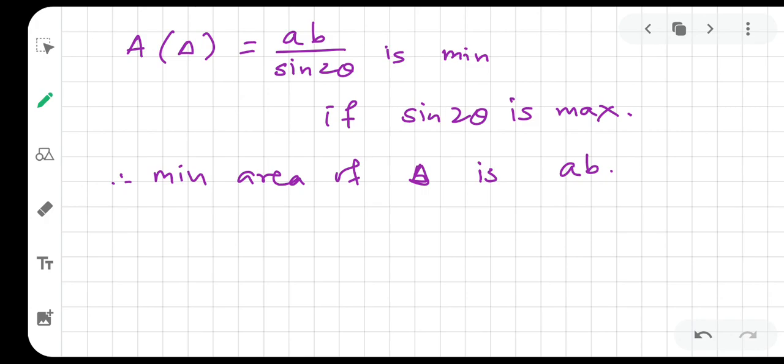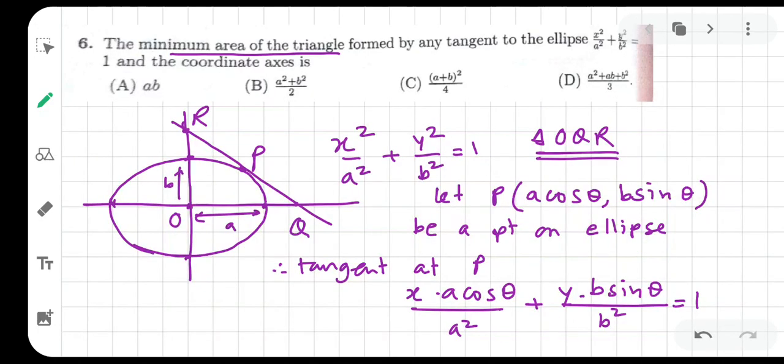So I think the answer is clear to you. AB. options में तरफ जाते हैं. So yes, option A is there, AB, and that is your answer.